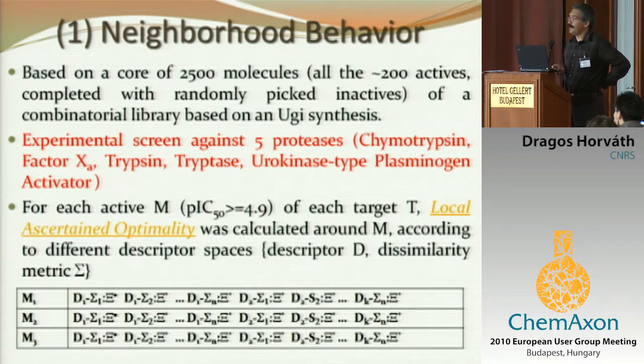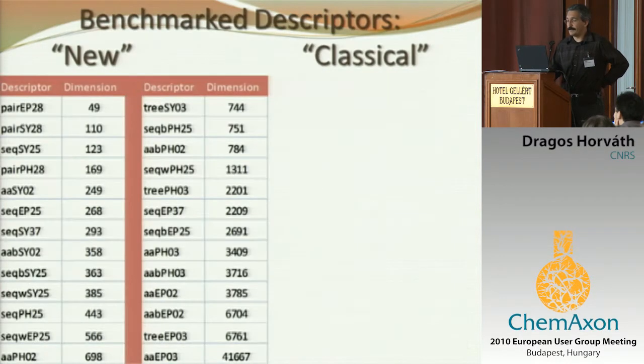And of course, neighborhood behavior not only depends on the descriptors, it also depends on the metrics according to which you calculate the similarity. So for each active, the local optimality score depends on the used descriptors combined with the used metric. So how can we know whether descriptors are good or not?